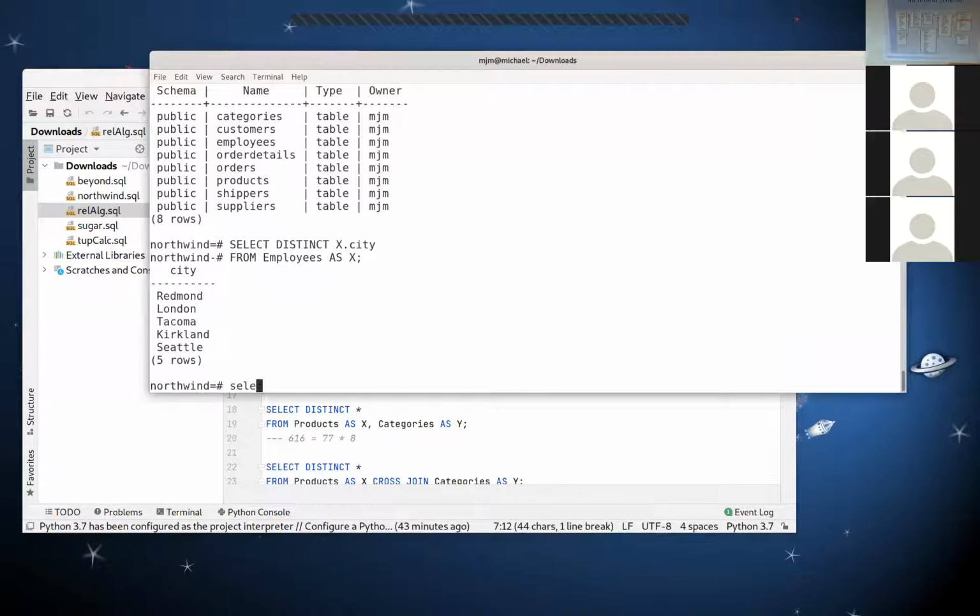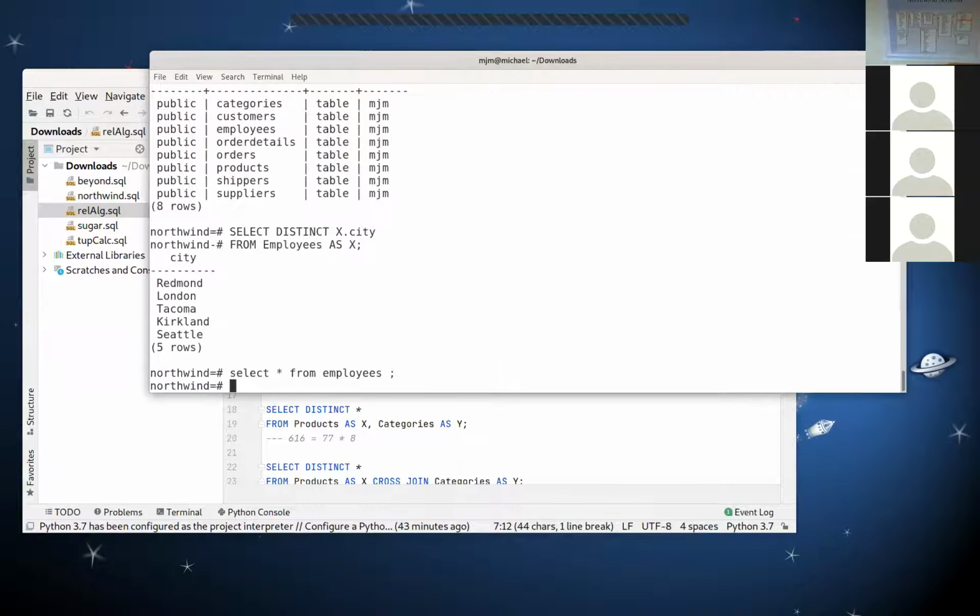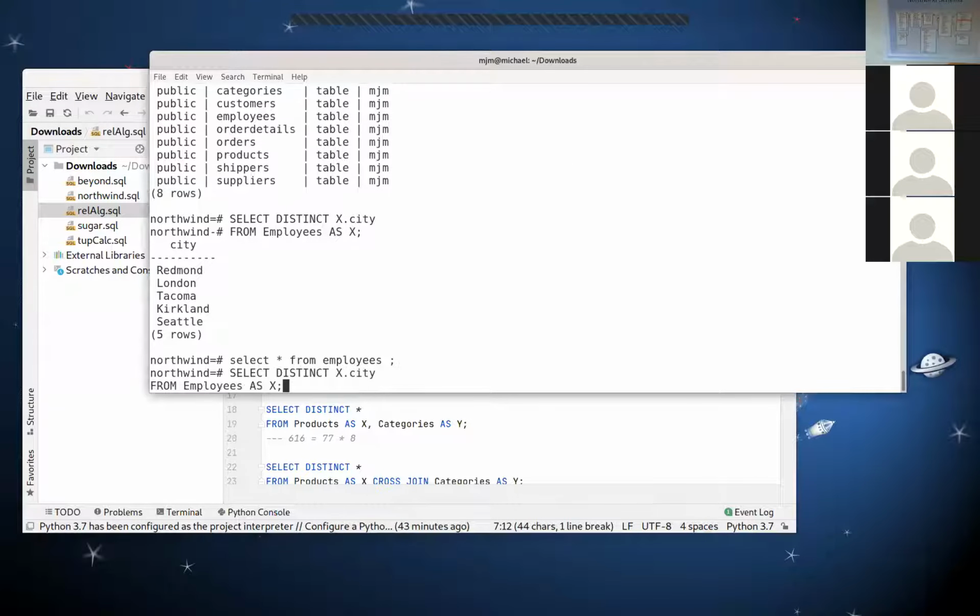So if I say select star, this will just give me the full table for employees. It's a biggie. It's kind of broad there. It has employee ID, last name, first name, title, and so on. And we notice that we have city. So I just want to project out the city. That was the relational algebra expression I was doing there. So select distinct city from employee.